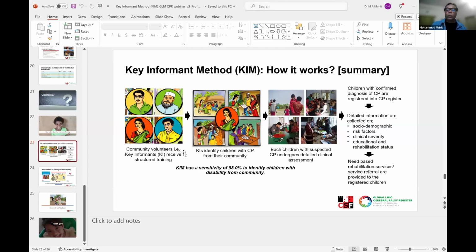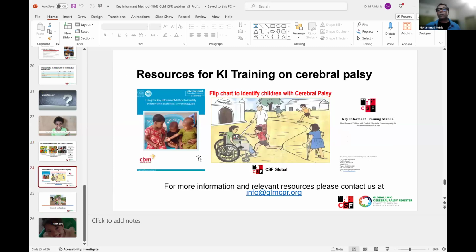That brings us to the next issue of resources that we have. A lot of the initial work was done through the partnership of CSF and the London School of Hygiene and Tropical Medicine, and more recent work with cerebral palsy is done with the University of Sydney. Cerebral Palsy Alliance provided huge support to develop the register in Bangladesh, and is now supporting and facilitating this global LMIC register.